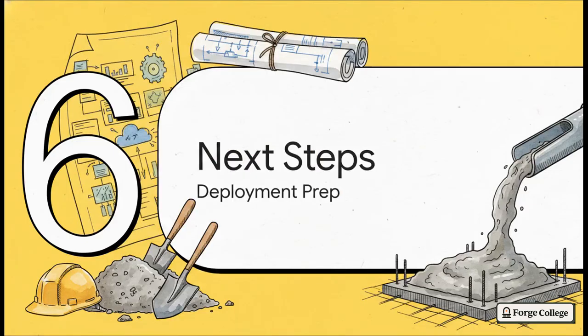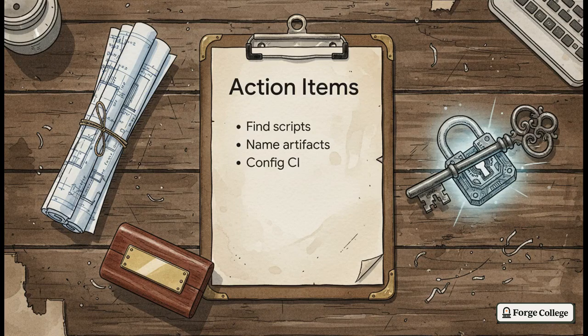Which brings us to our final zone, next steps for deployment. It is time to roll up these engineering blueprints and start pouring the concrete. Before our next hands-on coding lesson, you have 3 concrete action items. First, gather up all those existing hardhat and forge scripts you built in earlier lessons.